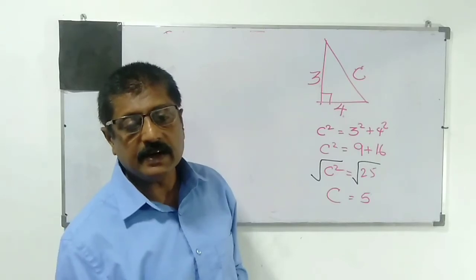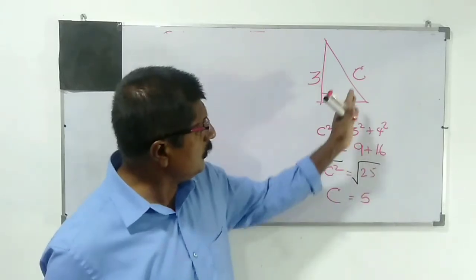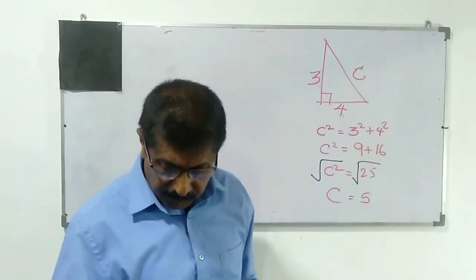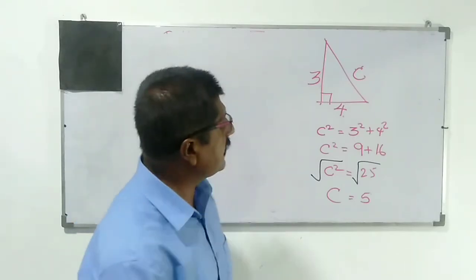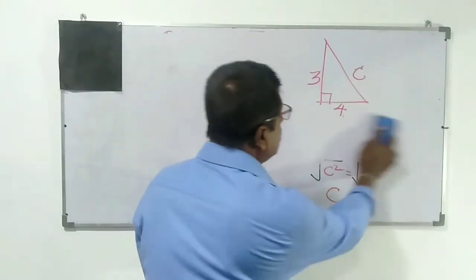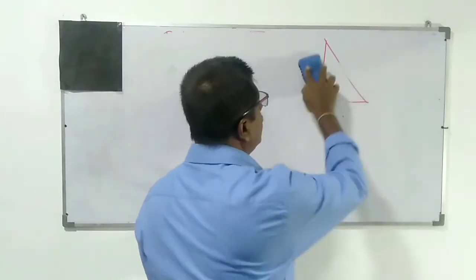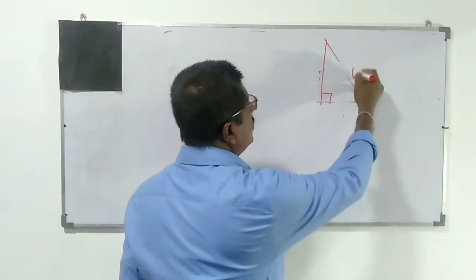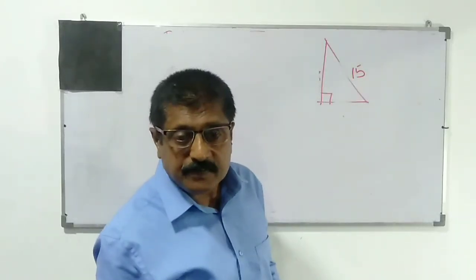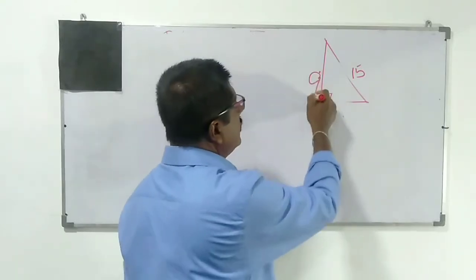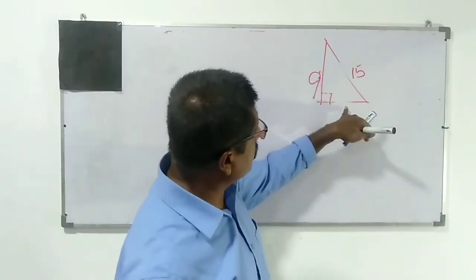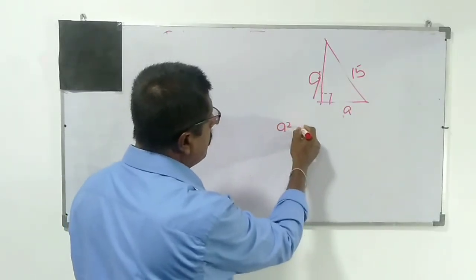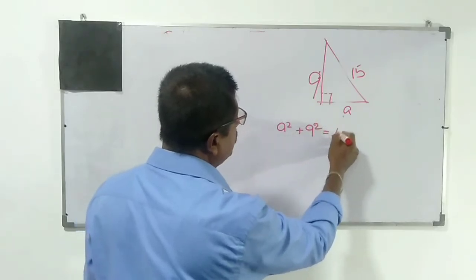Let's take another one. Now we found the length of the hypotenuse. Now we are going to find the length of another side. This is another question. There is another right angle triangle of which the hypotenuse is 15. This side is 9. Now let's calculate the length of this one. Let it be A. A squared plus 9 squared equals 15 squared.